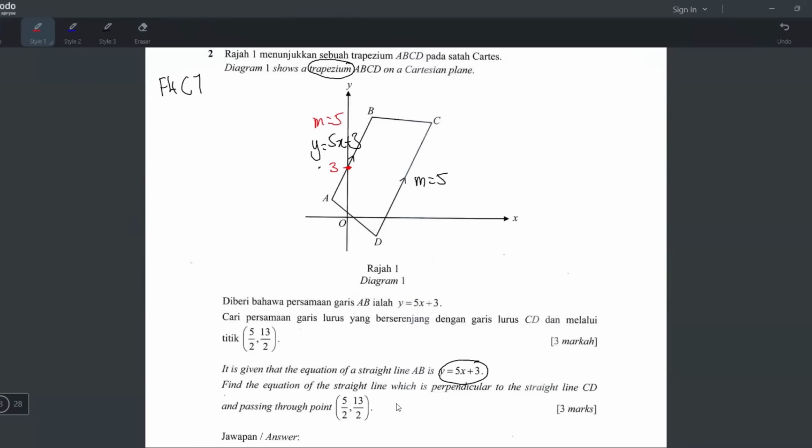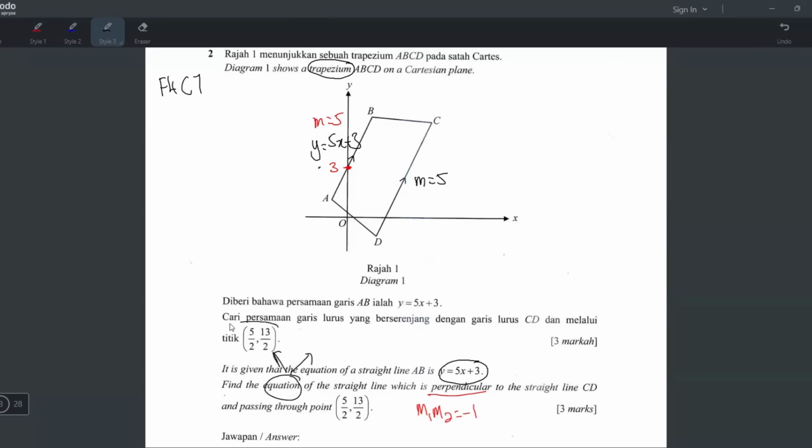Alright, now let's see what else. Find the equation of straight line which is perpendicular. When you see perpendicular in this chapter, you will always do m1 m2 equals -1. For coordinate geometry questions, perpendicular must be m1 m2 equals -1, confirm. And then to the straight line CD and passing through point (5/2, 13/2). They want to find the equation of a straight line. But when you find the equation of a straight line, you need to have two pieces of information.